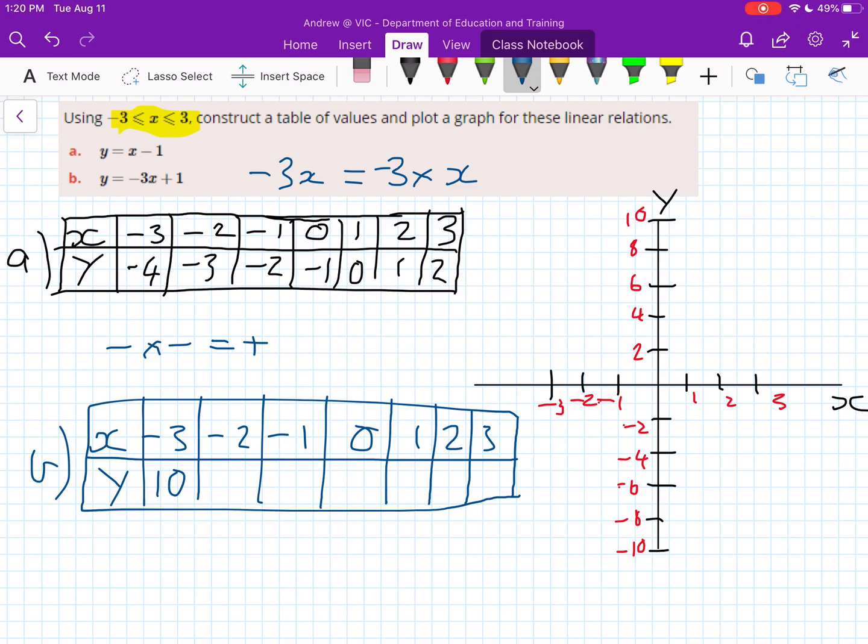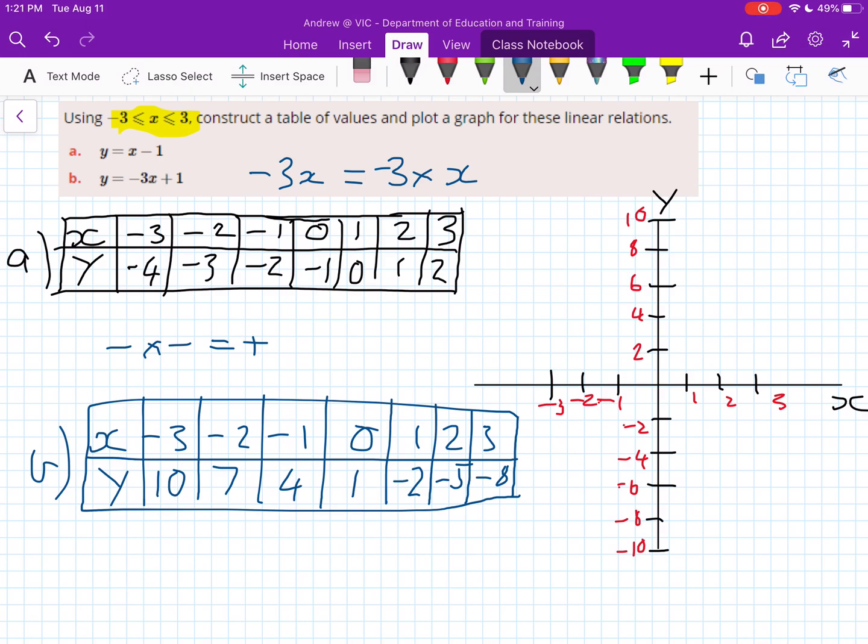Then we've got -2 in our second one times -3, which means +6 plus 1 is 7. And then you'll notice, because the gradient's 3, that the difference between all our numbers is going to be 3, so it keeps on going down by 3 each time. So you can fill this out with that pattern or work them all out. -5 and -8.